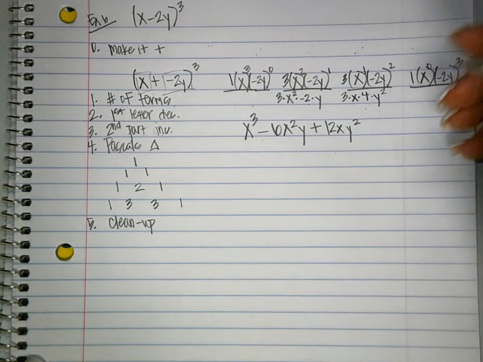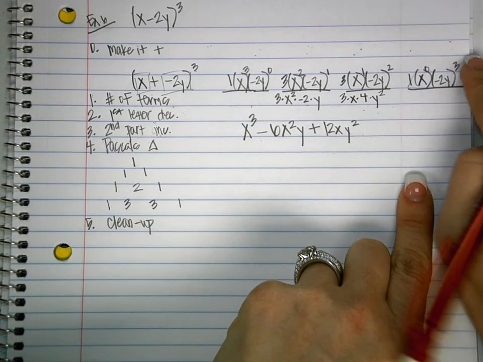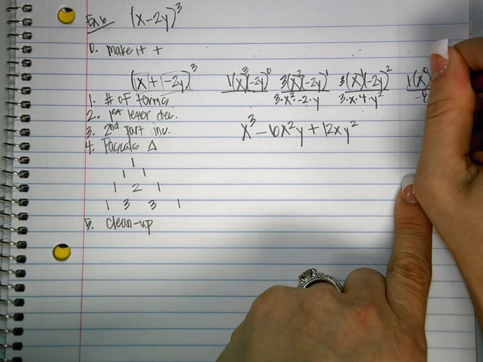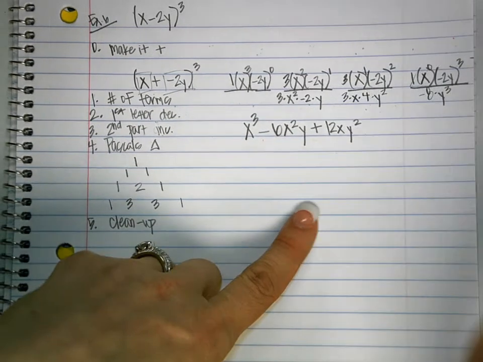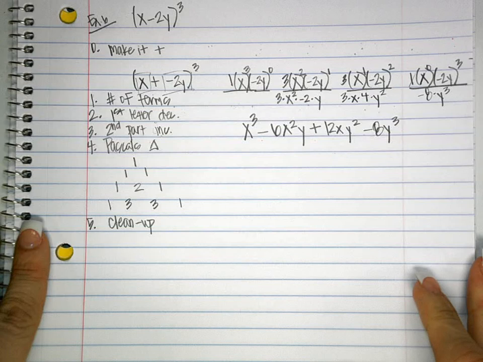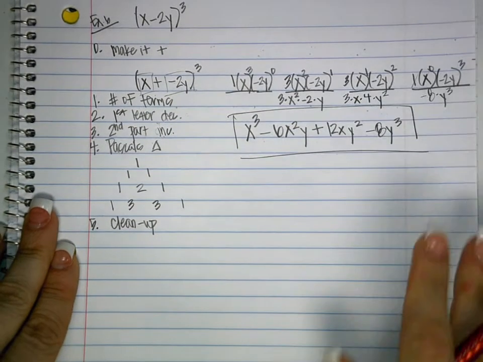And then finally this last term, these go away basically. What's negative 2 cubed? Negative 8 and a y cubed. So your last term is minus 8y cubed. That is your binomial expansion. Questions so far?